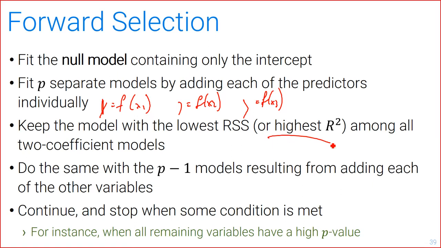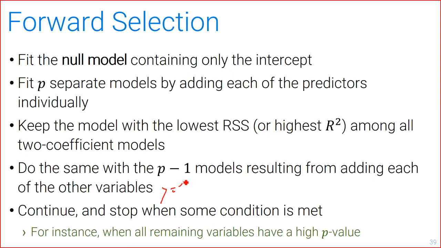So for example, you could choose the one that has the highest R square. So let's say that you look at all these models and the one with x2 is the one with the highest R square. So we keep x2. And then the next thing to do is fit the p-1 remaining models that retain the x2 and then include one of the other variables. So you do y as a function of x2 and x1, and then y as a function of x2 and x3, etc. So all the two variable models that include x2.